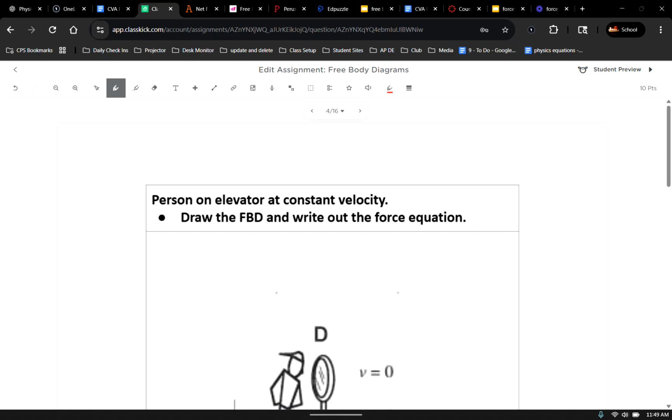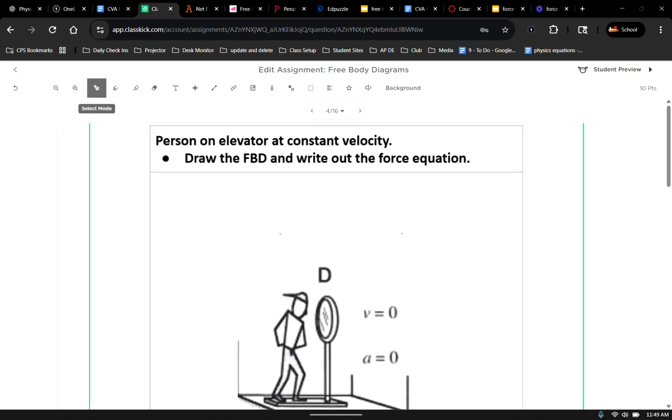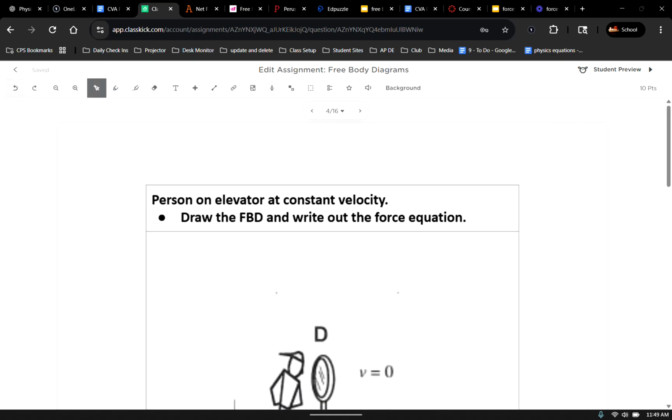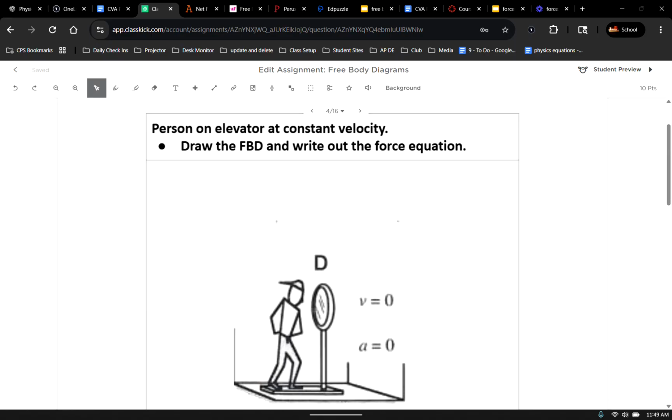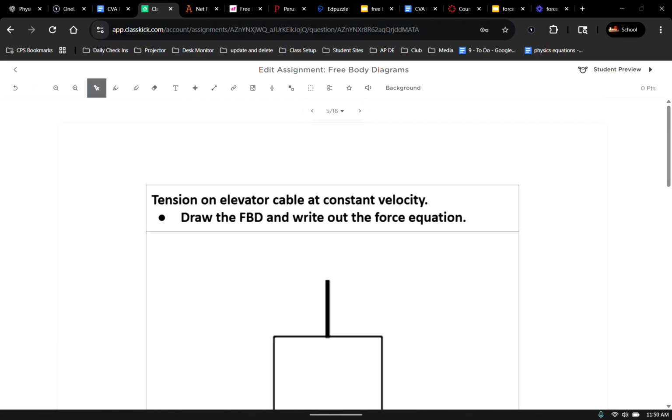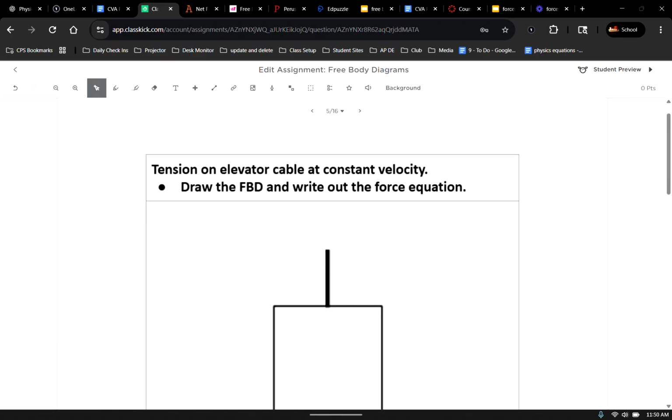This one, be careful with this one. I meant to fix that up. I'll try to fix the picture before you see this. It says constant, oh no, it's fine. Constant velocity, 0. Okay, we're okay. Never mind. I thought something was wrong with that one.